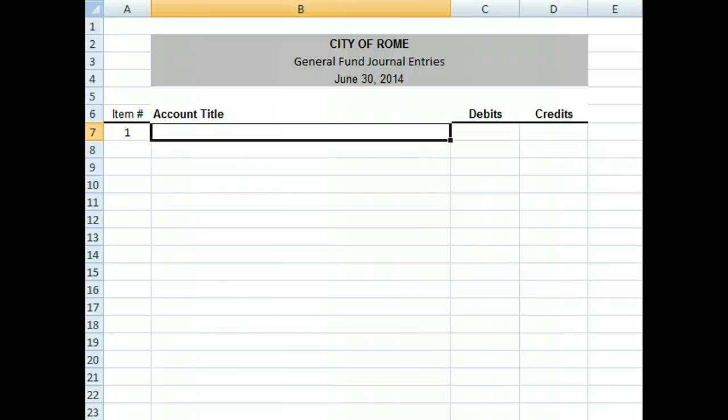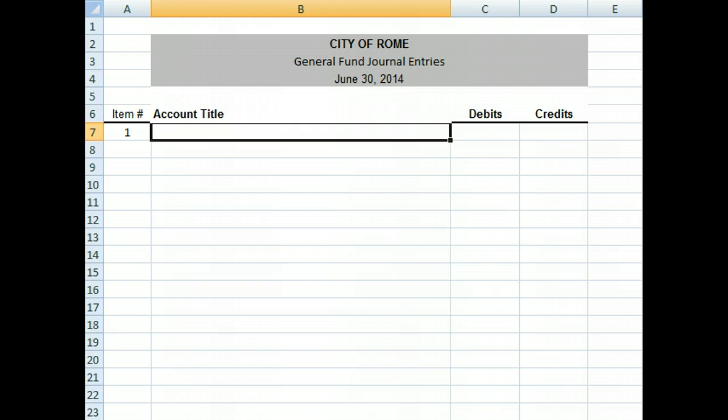Hello class. What I'd like to do for a few minutes tonight, because problem 4-6 requires you to work backwards into the journal entries, is go over that problem with you and set the tone for some of your other journal entry problems.